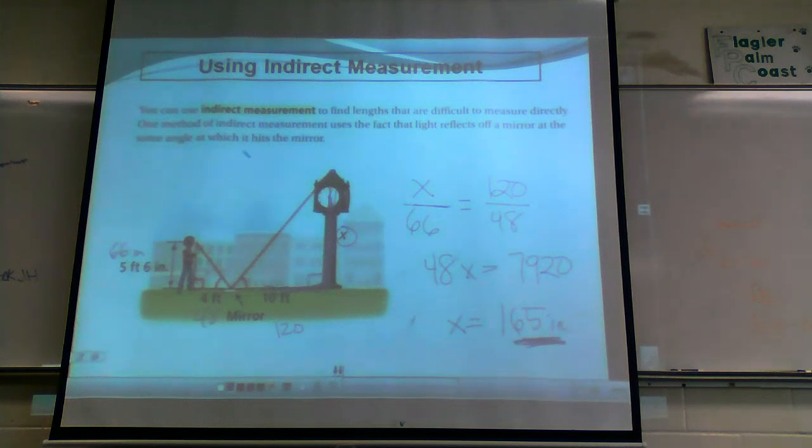But anything that looks this way, guys, anything where they reference indirect measurement, it's just 2 triangles that are similar. That's it. You set a proportion. Okay? Don't overthink them. Don't think it's some weird thing you have to do. It's just a proportion. And a pretty basic one, actually. There's not even anything to distribute. Okay?